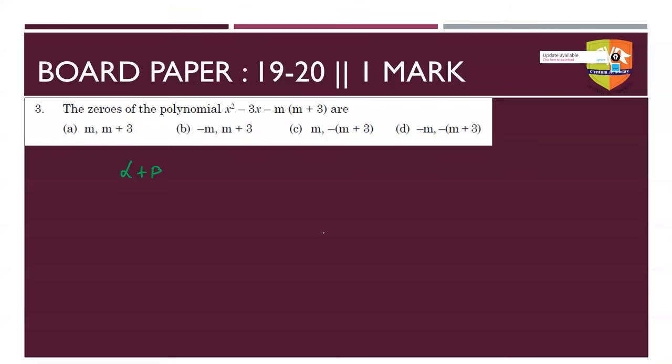So let us say if the options are not given, then what will you do? Did you check the options and solve? How did you solve it? Did you guys use options only? If options were not given, can you find the zeros of the polynomial? You can find the zeros of the polynomial.